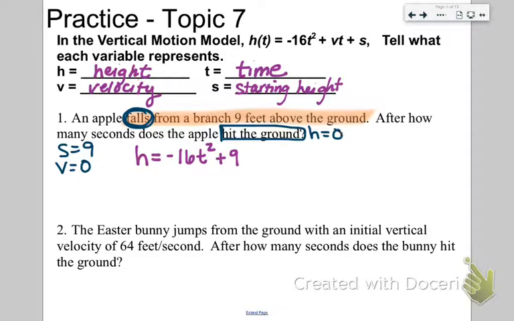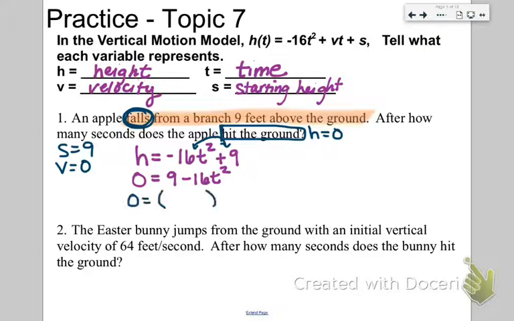Now, because it says when does it hit the ground, that means h is equal to 0. So I'm going to plug in 0 for h. Now, at the same time, I'm just going to swap the order of my two terms only because I noticed they're both perfect squares, but they're not separated by a subtraction sign. But if I swap them, they are.